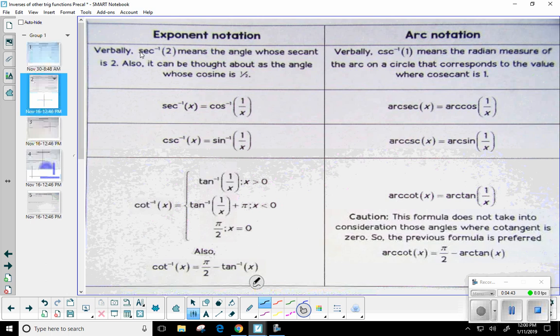That means negative. If it's less than 0, that means negative. The greater than 0, that's the positive. So for x, whatever you're putting into cotangent inverse, that covers all your bases: positive, negative, and 0. Okay, so let's try a problem here.